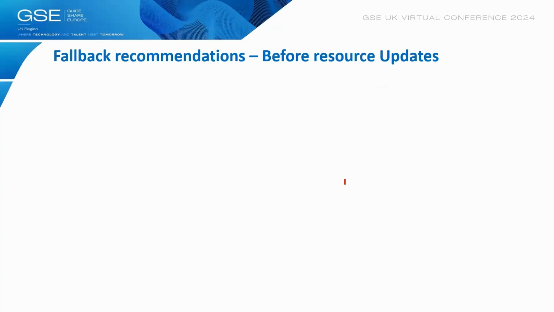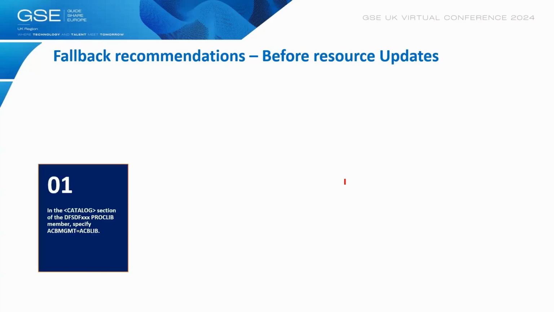The first scenario is a little easier, I would say. That is to fall back without having any changes made to the PSB and the DBD resources after the migration. And what are the steps that we need to take for that? We can just go back directly to the DFSDF PROCLIB member where we made all those changes. And there is only one change if you want to keep using the catalog but do not want to use the managed ACBs: you need to make this change, ACBMGMT equals ACBLIB.